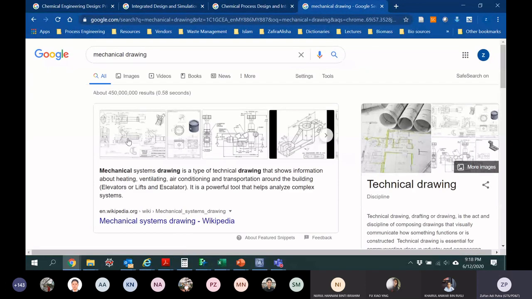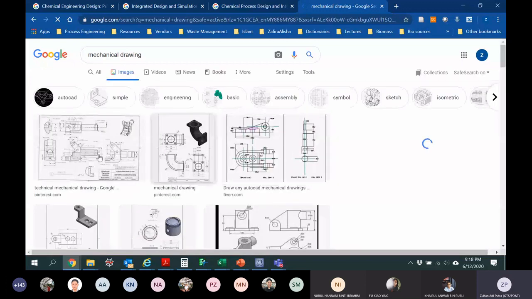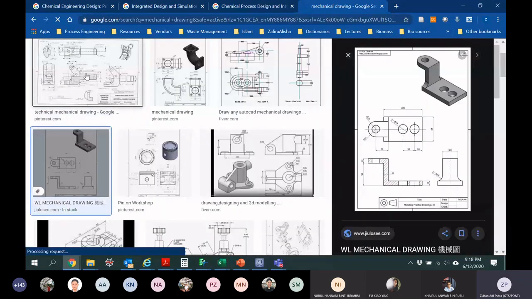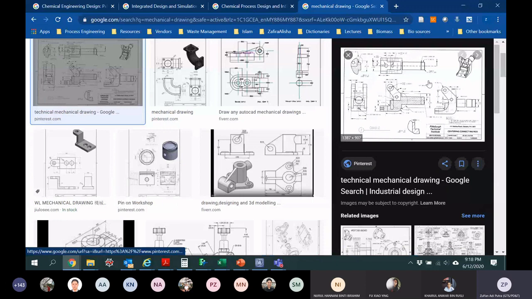But I think you don't need to concern yourself with how to draw this, because this is not your business. We don't do this. This is the mechanical guy. So if you'd like to draw this, I don't know what you want to do.